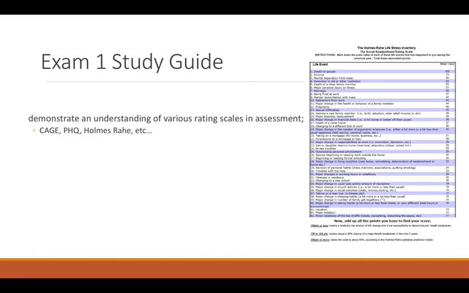So from 1 to 43, there is a value assigned, and that value is over here. Death of a spouse is the most stressful thing that someone can go through, and then it just sort of goes down. So have an idea of what is really stressful and what is not as stressful. Again, you're going to need to apply some of this knowledge to some scenario questions.